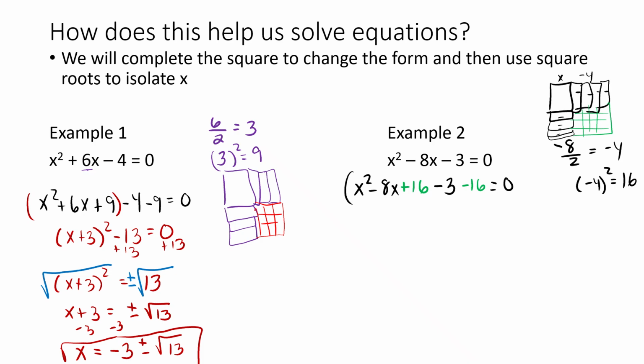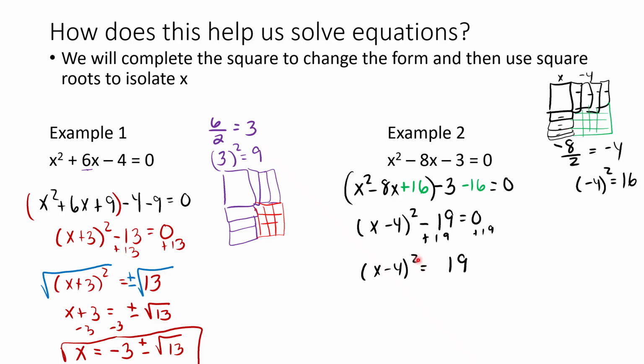Okay, this piece right here, that's my x squared minus 8x plus 16. I don't have to bother factoring that. That's x minus 4 times x minus 4, also known as x minus 4 all squared. And then negative 3 minus 16 is negative 19. Adding 19 to both sides, I get x minus 4 all squared equals 19.